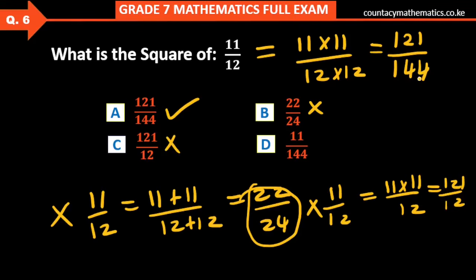And also there's a person who will just square the denominator alone, and they forget to square the numerator as well. So to be able to get that correctly, you should square both the numerator and the denominator, so that you're able to get a correct solution.